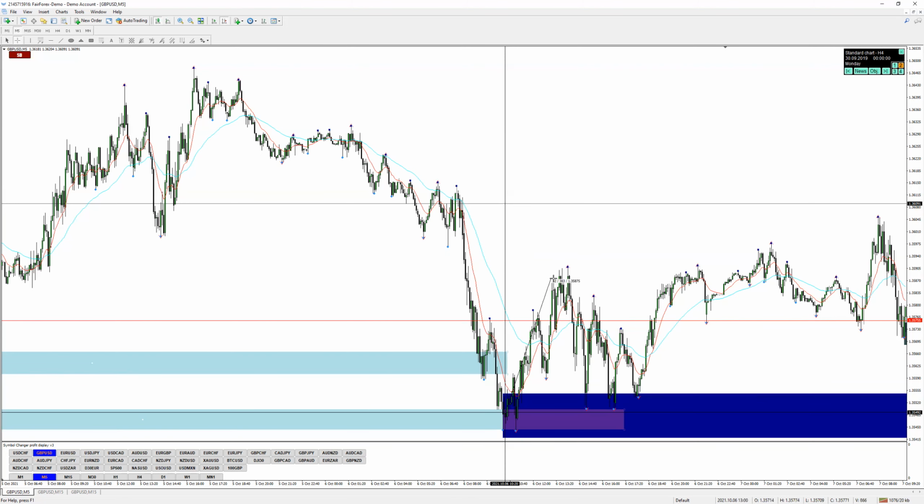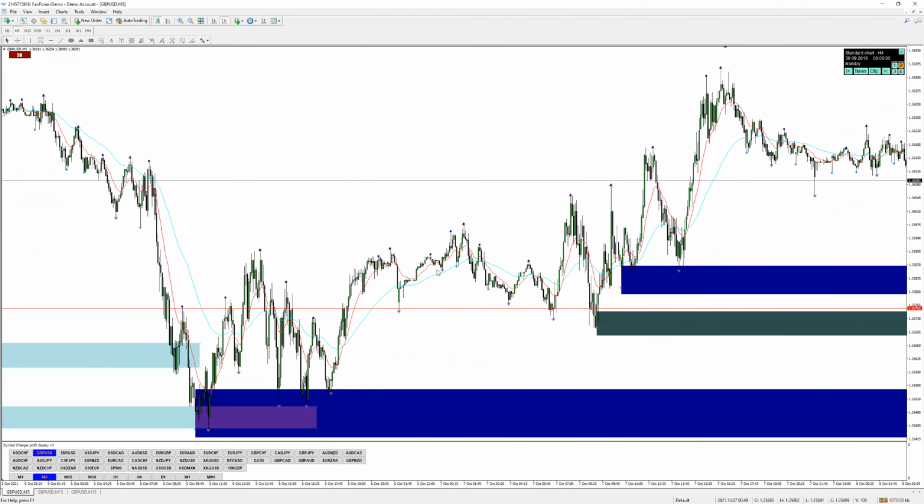My second partials would possibly have been right here at this order block, or right at this low here. I mean, the support that turned into resistance right here. I would have been looking at an area there for my second partials, but it didn't get there. Price decided to shift back down and break back below, come back down, and then start shifting back up.